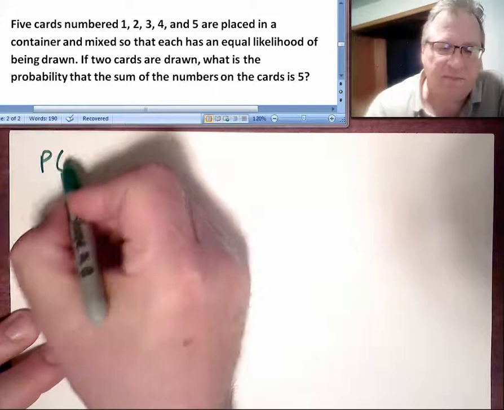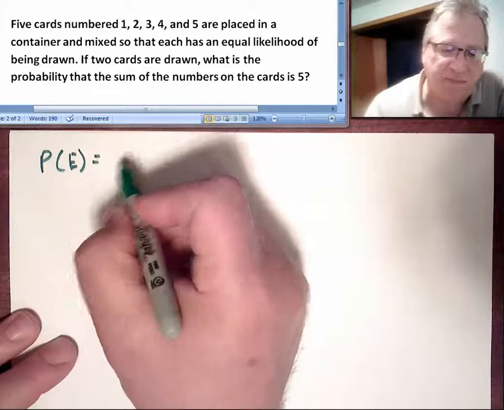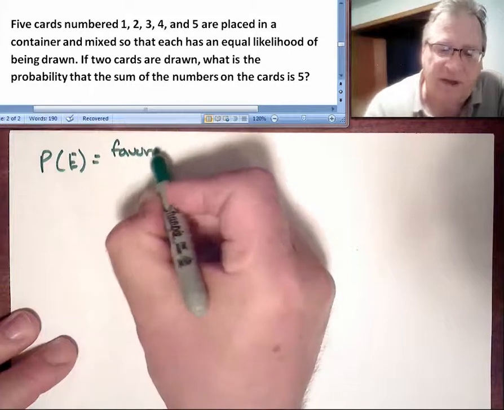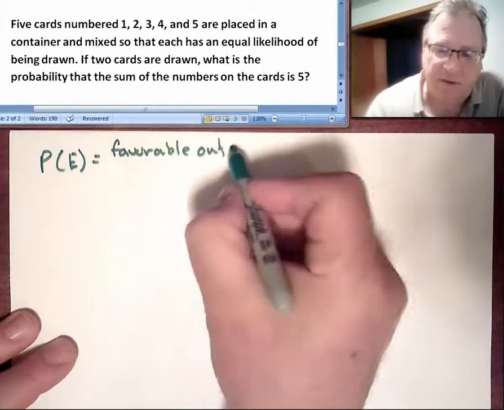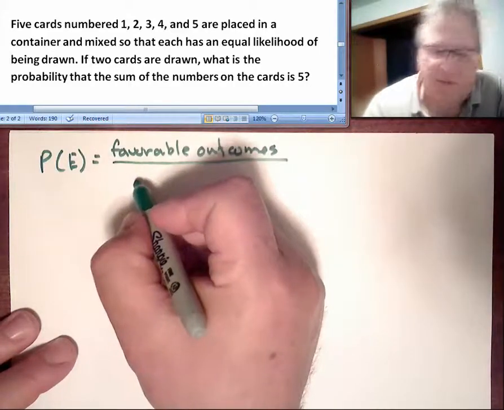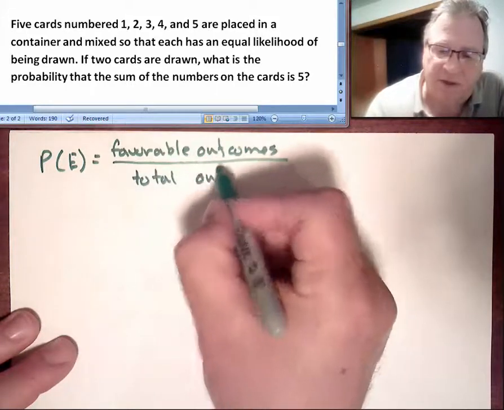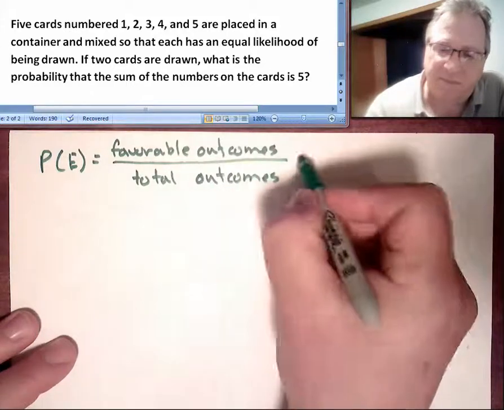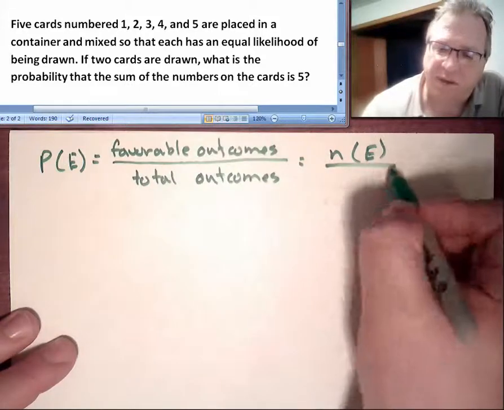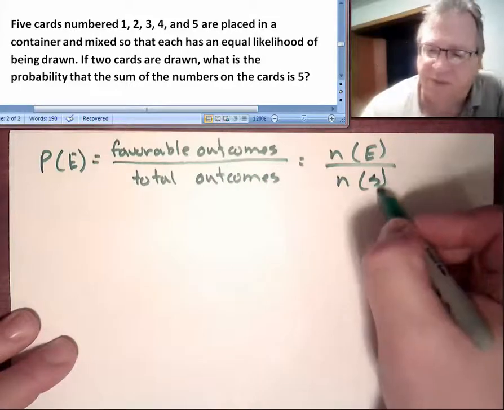Well, we can use our standard probability equation for this. Probability of event E is equal to the number of favorable outcomes divided by the total number of outcomes. Number of favorable outcomes over the total number of outcomes in the sample space.